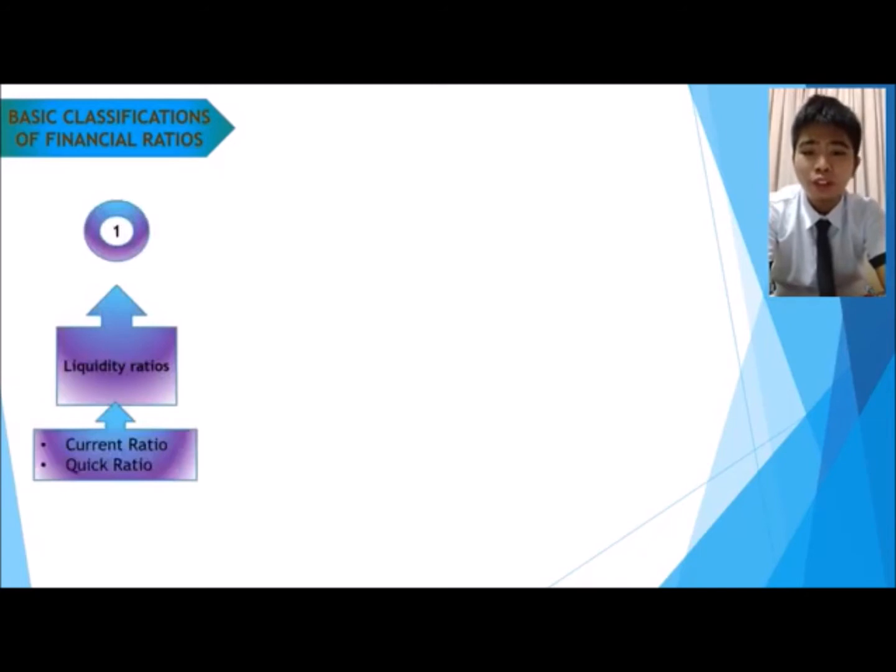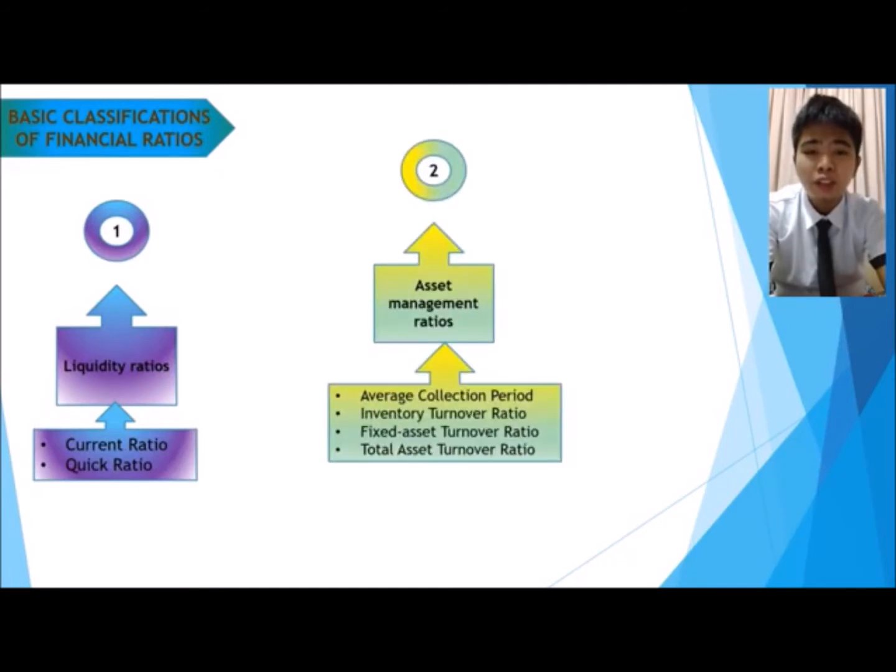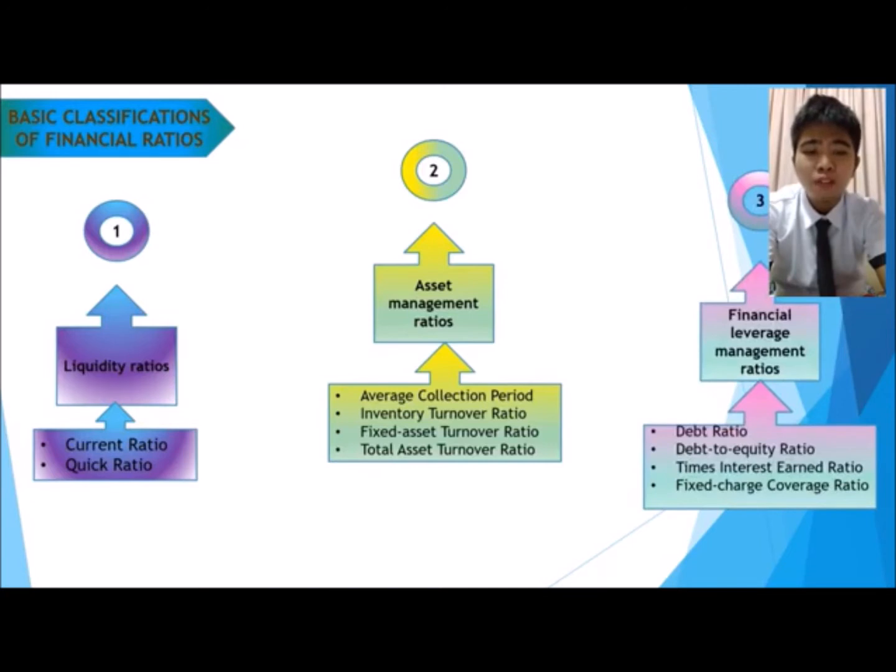Hello everyone, my name is Gideon Peter Cavejo and I will discuss the first three basic classifications of financial ratios. First, we have liquidity ratios, which include current ratio and quick ratio. Next, we have asset management ratios, which include average collection period, inventory turnover ratio, fixed asset turnover ratio, and total asset turnover ratio. And third, we have financial leverage management ratios, which include debt ratio, debt to equity ratio, times interest earned ratio, and fixed charge coverage ratio.